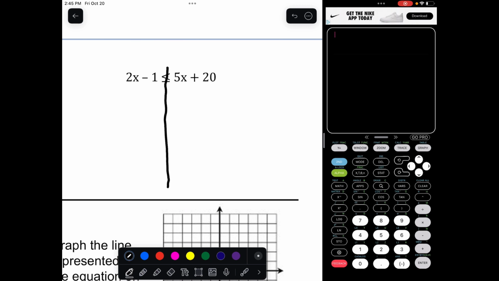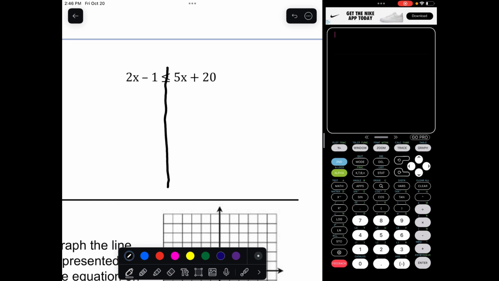There's no parentheses in the original question, so I don't have to distribute anything. I can move on to my second step of trying to isolate variable terms on one side of my inequality. So I have a 2x on the left side, and I have a negative 1 on the right, and then I have a 5x on the right and a 20 on the right. So I want to get this negative 1 from the left and move it to the right.